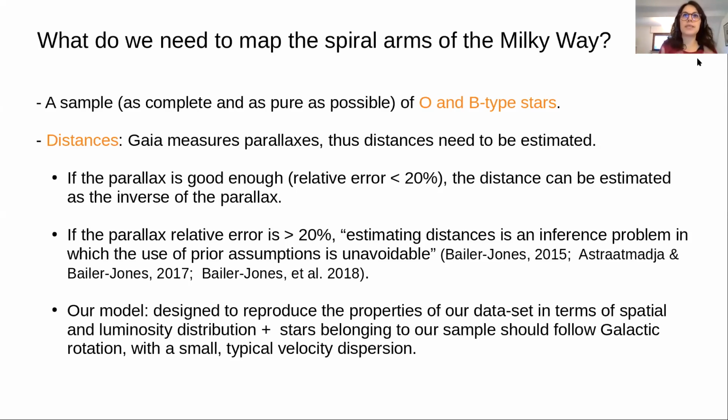And so in this paper, we devised a model that was used to reproduce the properties of our data in terms of spatial distribution, luminosity distribution, and we also tried to include the information from proper motions. In particular, we assume that stars in our sample follow galactic rotation, and so should have certain proper motions that we can compare with the observed ones. But I'm not going to go into any detail on this, so if you're interested, you can ask me questions later on.